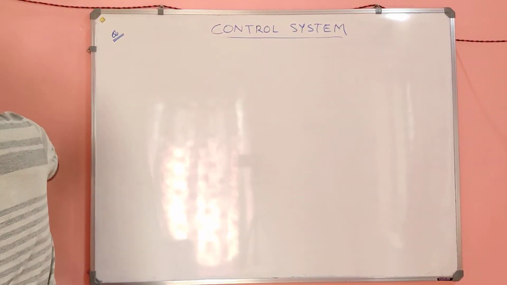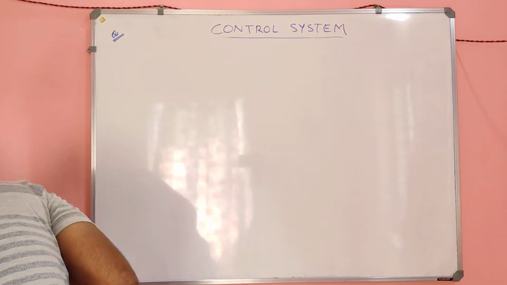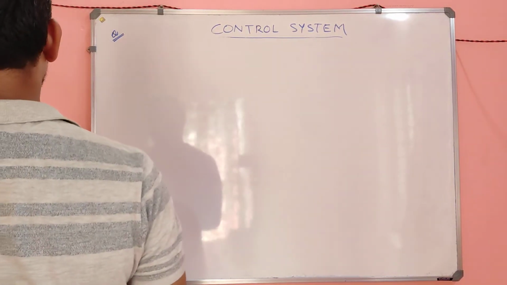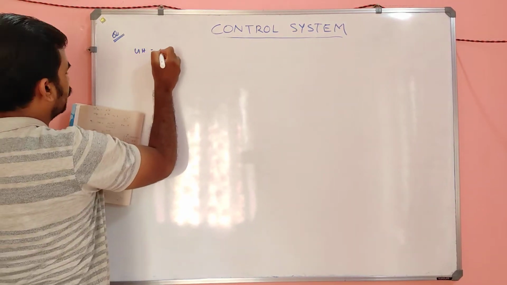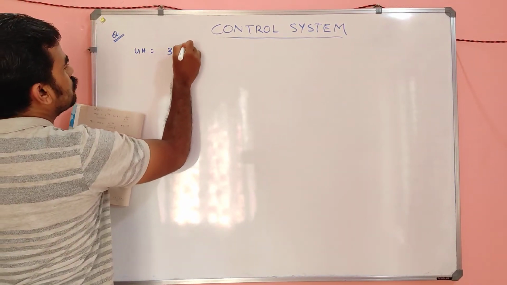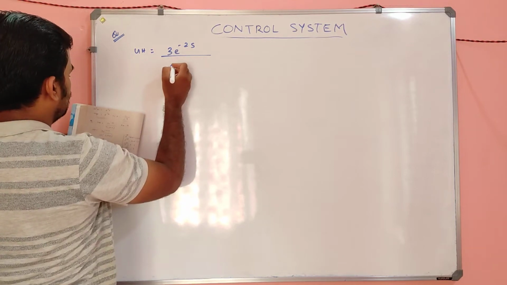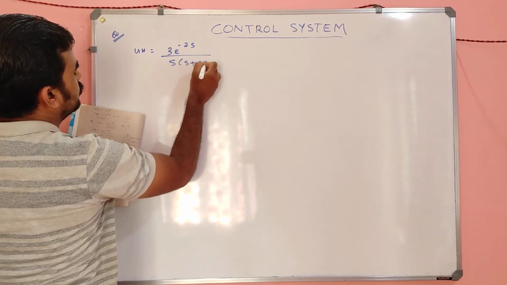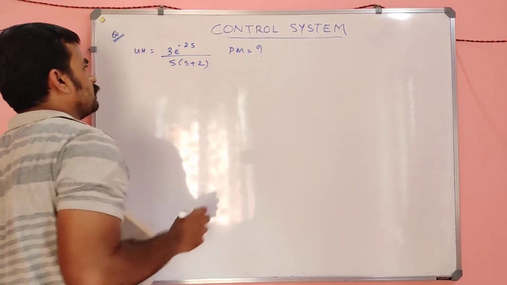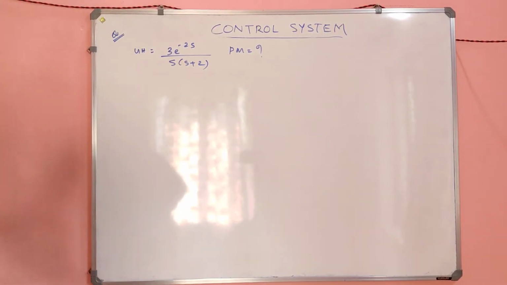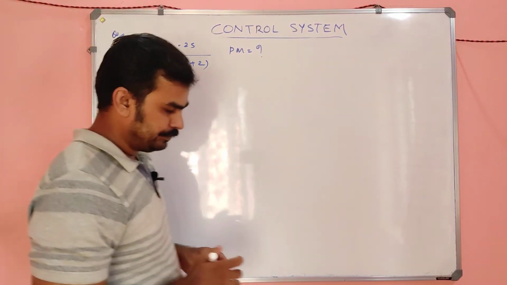Okay, write another question, my dears. GH is equal to 3 e raised to minus 2s whole divided by s into s plus 2. Find again phase margin equal to what? That's our question.